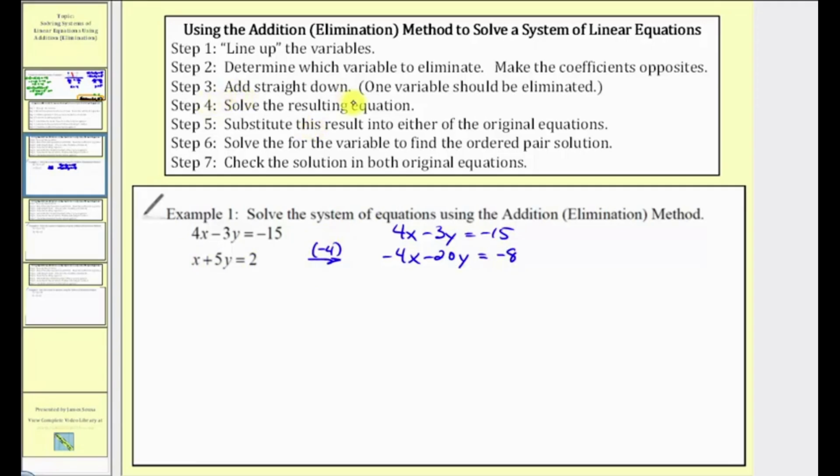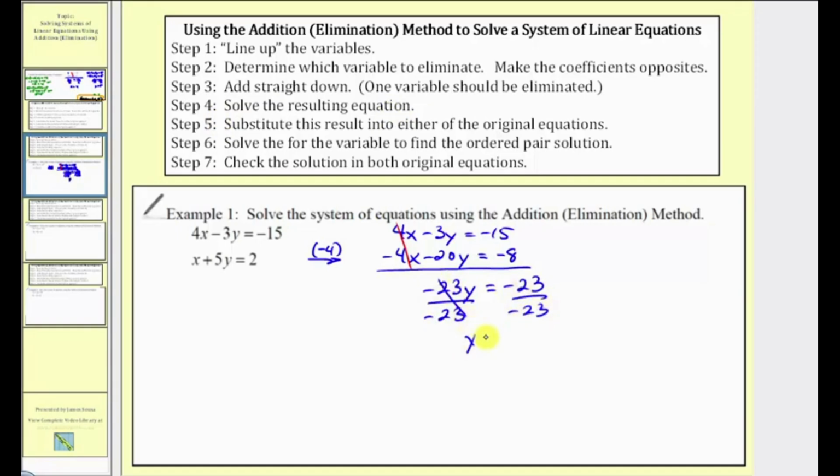Step 3, we add straight down. One variable should be eliminated. So we'll add the equations together. Because the x terms are opposites, this sum is 0. Here we have negative 3y plus negative 20y, that's negative 23y, equals negative 15 plus negative 8, or minus 8, equals negative 23. So step 4, we want to solve the resulting equation. So we'll divide both sides by negative 23.